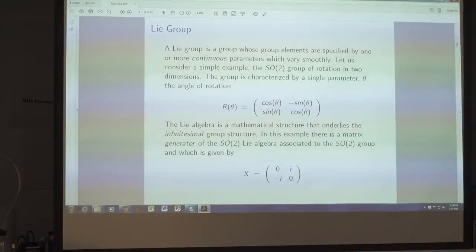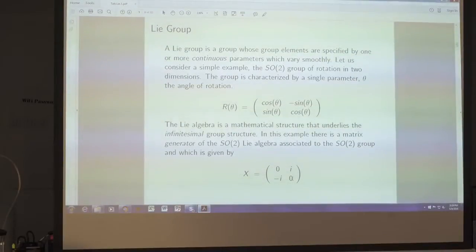Rotation, because the angle is a finite angle. Now let's suppose that this angle were infinitesimal. In that case, the Lie algebra is the mathematical structure that underlies the infinitesimal group structure. In this example, there is a matrix generator of the Lie algebra associated to your group, and the matrix generator is given by this matrix.